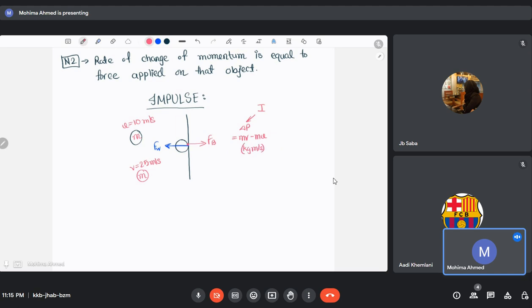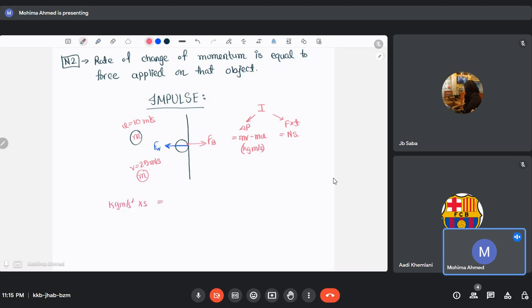Nothing different for this situation. But if we are using F into t, force into time, then your equation changes. Force is Newton, time is seconds, but they really don't mean different quantities. For example, if you break down force, it is kg meter per second squared, into second.